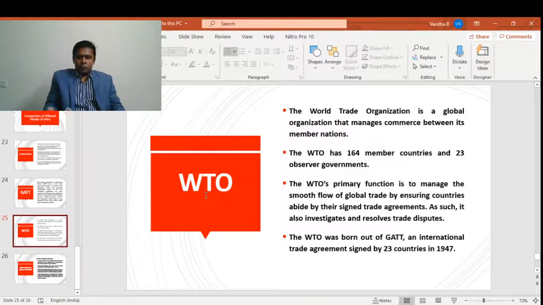Like I've told you, if at all two countries come with issues, you can just go and appeal to the body of regulations, body of members. You can show your documentation that the agreement was formed like this. Now we are experiencing these are the things. Like I was telling you, the WTO was born out of GATT. So most of the points are here with World Trade Organization. This is an international trade agreement signed by 23 countries in '47. Now we have more than 160 countries.